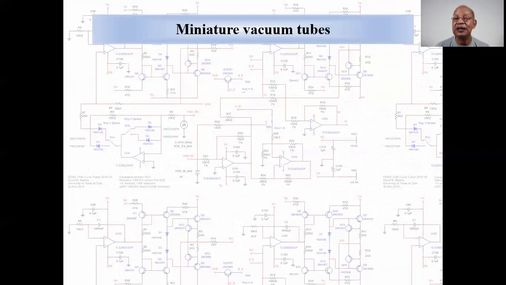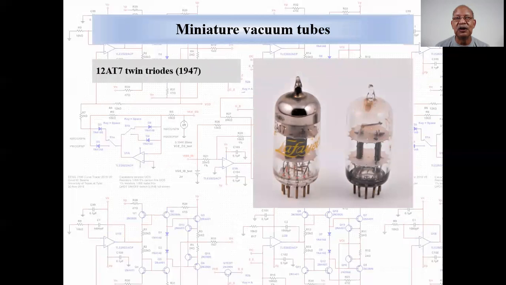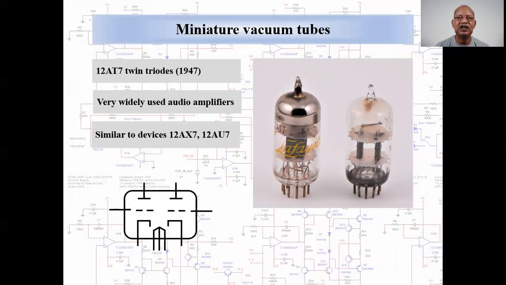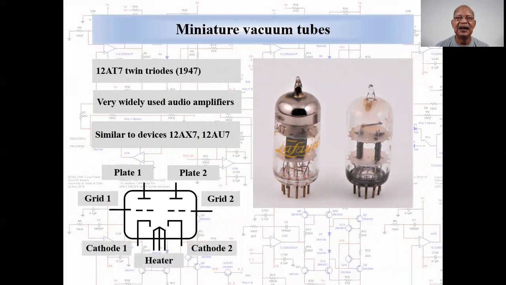Miniature vacuum tubes were introduced in the early 1940s with 7 or 9 pins directly embedded into the glass envelope. The tubes shown here are 12AT7 twin triodes introduced in 1947. They were popular in audio applications. These other types of twin triodes were quite similar. Schematic, including the plates, the grids, the cathodes, and the heater.